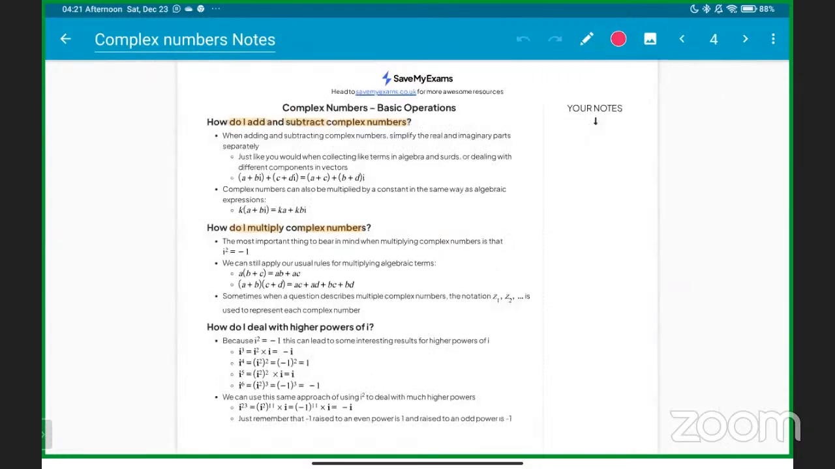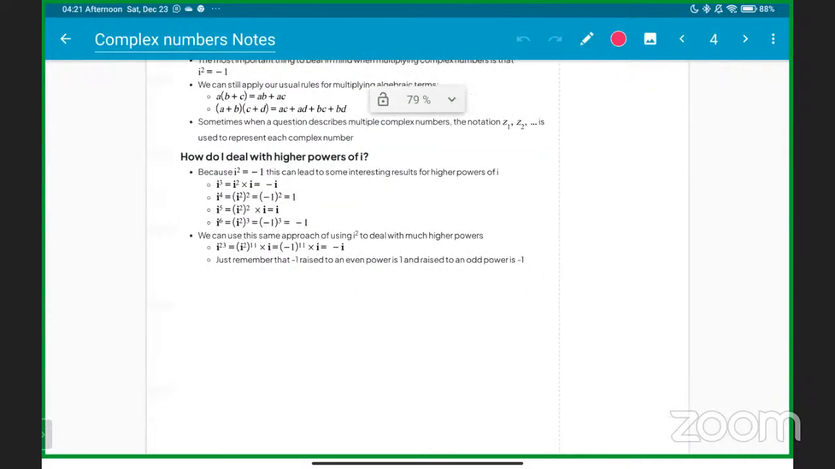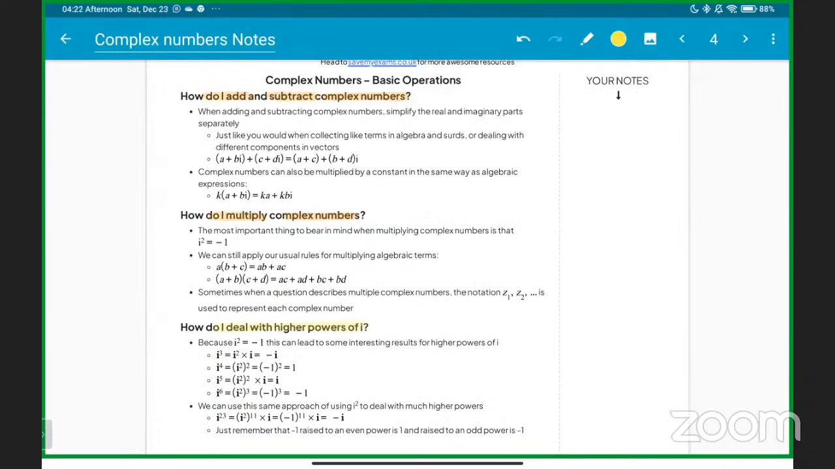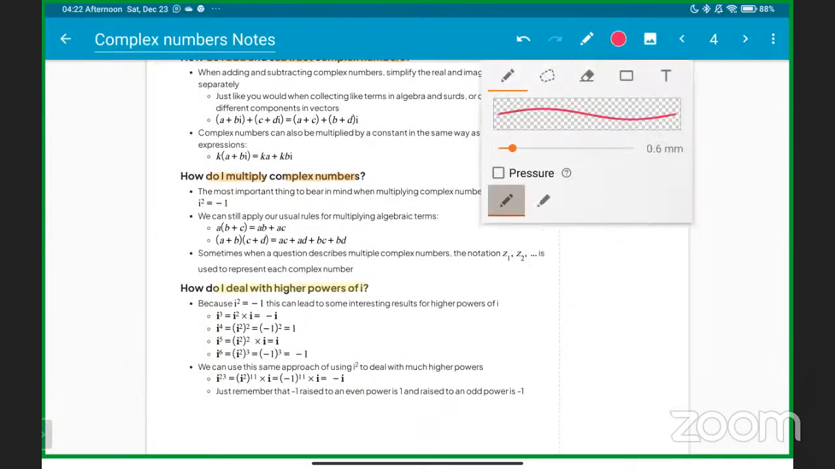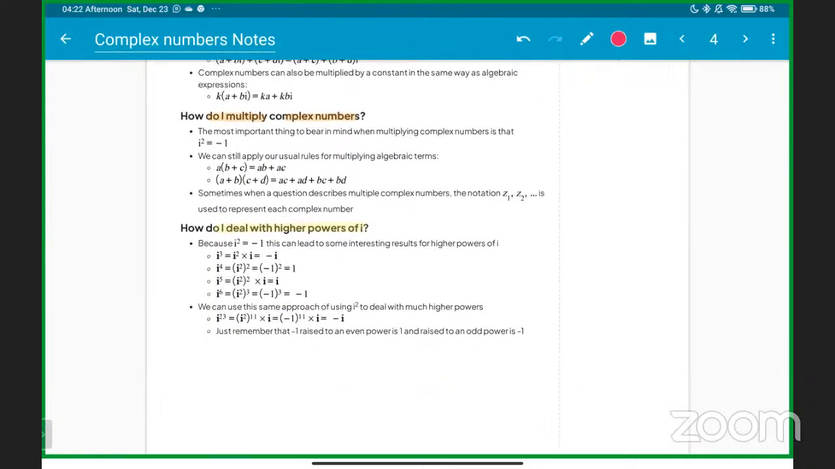Now understand another concept. Always remember, it is very important. How do I deal with the higher powers? Addition and subtraction, done. Multiplication we are doing currently, but it involves how to deal with the higher powers. And if you are giving the SAT examination anytime soon, complex number is a part of it. I'll just let you know now.